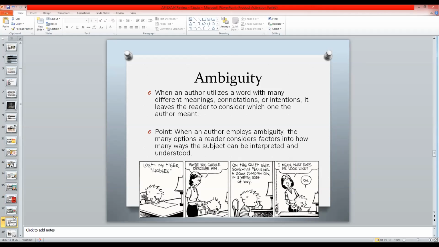And he writes on this human emotion level: on the quiet side, somewhat peculiar, a good companion in a weird sort of way. But she says, I mean, what does he look like? He says, oh. So it's like two different expectations, right? He thinks, well, I can describe him as a human, as a person to look for. But she's like, no, just what does he look like? And the word described then has ambiguity there. So authors sometimes play with that. It's another form of irony, contrasting our expectations.